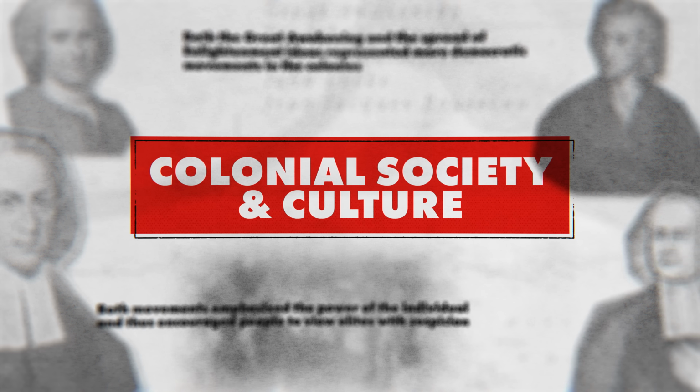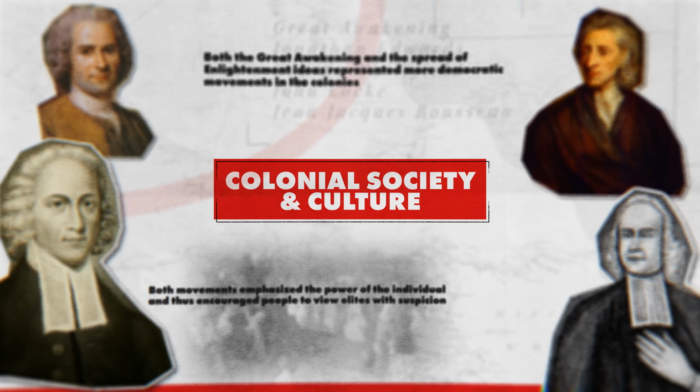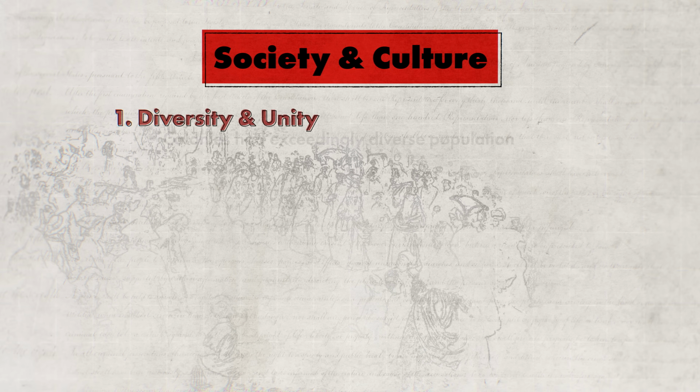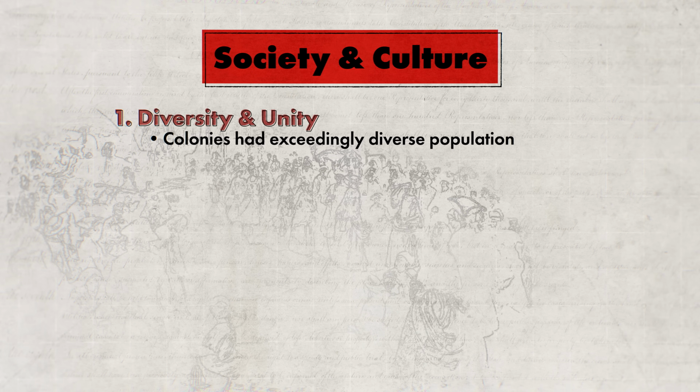And now for something completely different. Let's consider what you need to know about colonial society and culture, and there are two big themes here. The first theme is diversity and unity. So in terms of diversity, you're going to need to know that the 13 British colonies in America contained an exceedingly diverse population compared to many other places in the world.